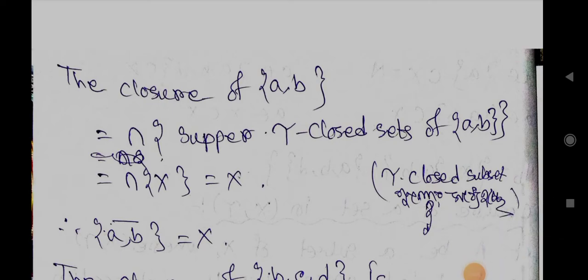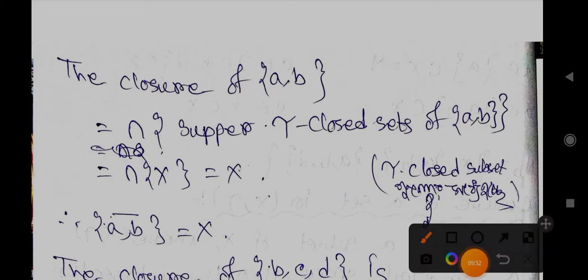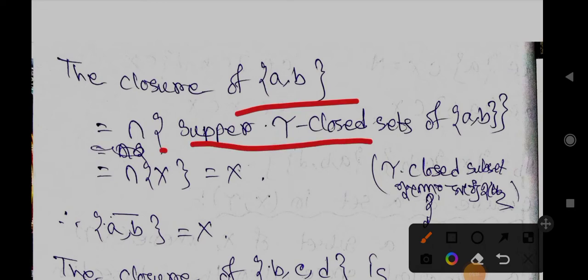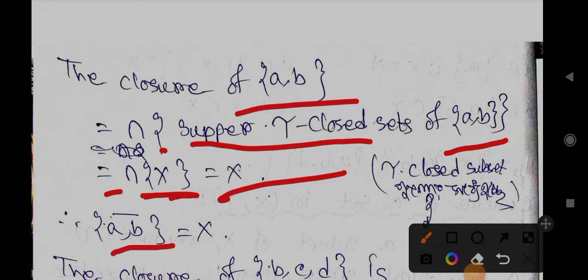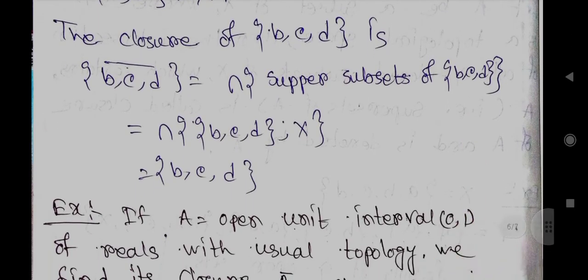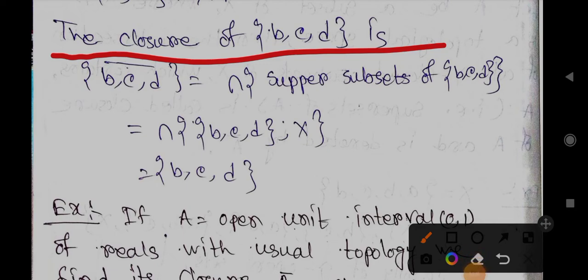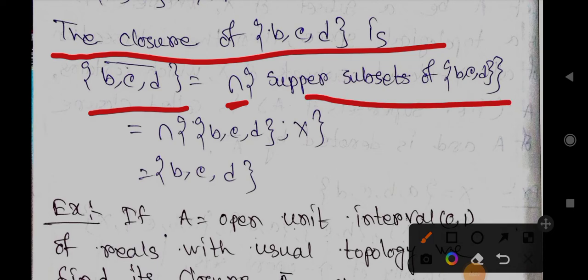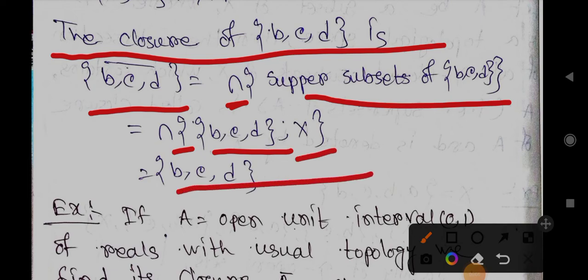The closure of {A, B} equals the intersection of τ-closed supersets of {A, B}, which equals the intersection of X, that is X. So the closure of {A, B} is X. That is, the closure of {B, C, D} is the intersection of closed supersets of {B, C, D}, equals the intersection of {B, C, D} and X, equals {B, C, D}.